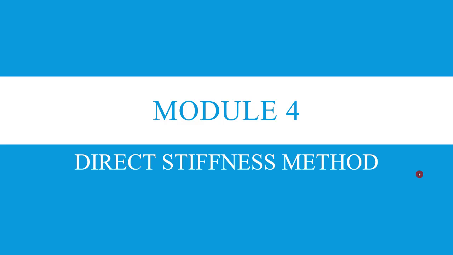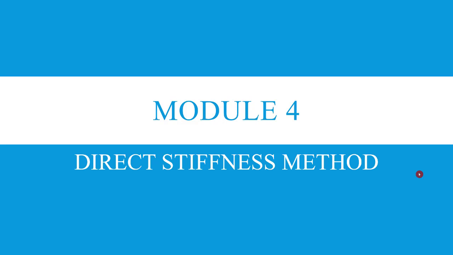Welcome back. So today we are discussing module number 4, direct stiffness method. This is the continuation of the third module, stiffness method. So in stiffness method, we learn to solve the problems of a structure by writing the individual elements and then assembling them into a big structure.